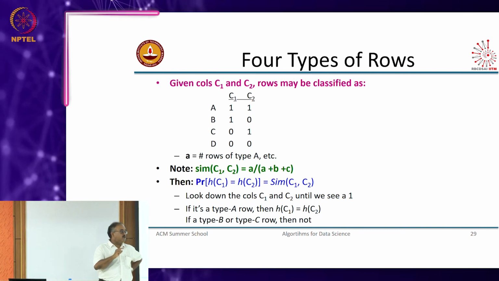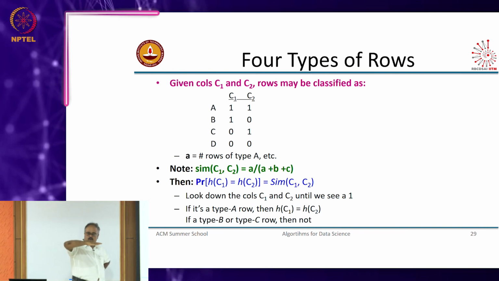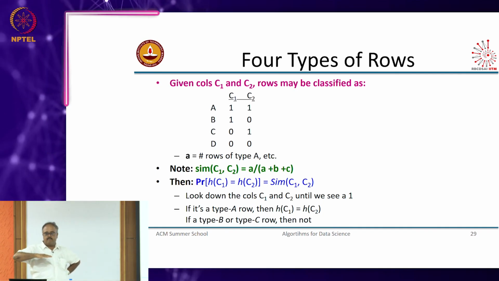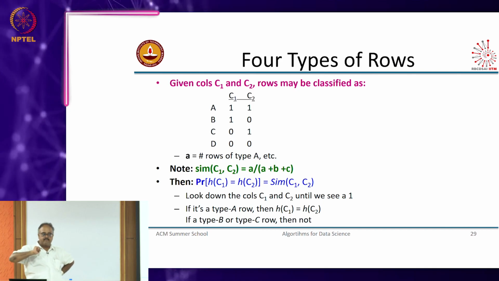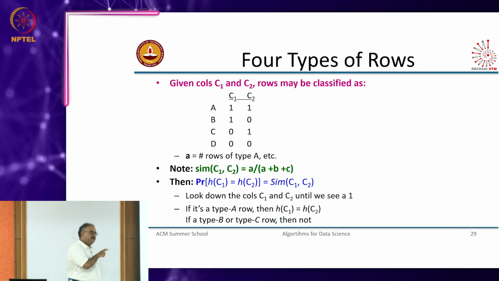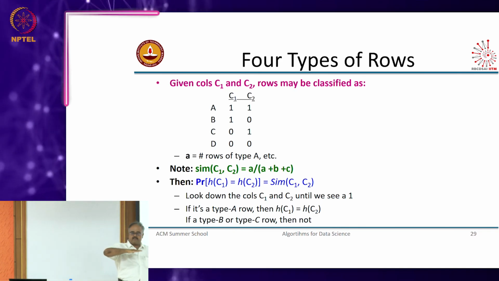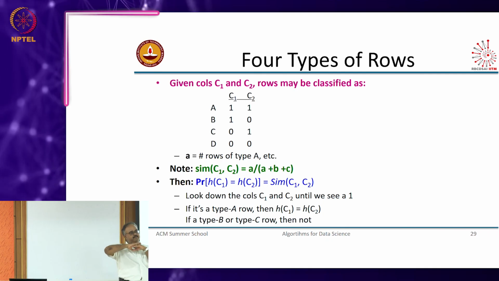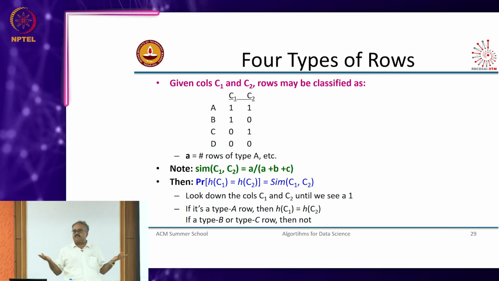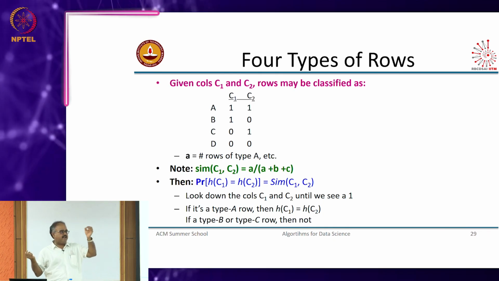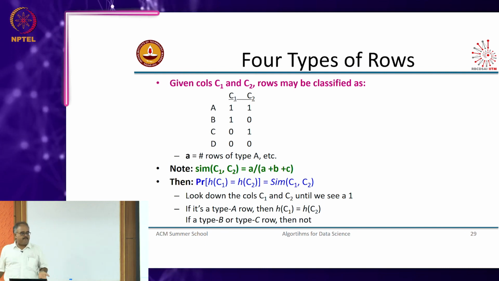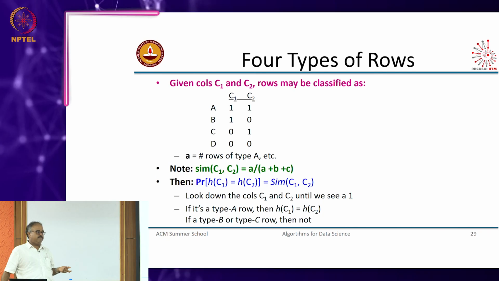So if the first row where you encounter a 1 in either of the columns happens to be a type A row, what does it mean? Both will have the same min hash, correct? Then both of them will have the same min hash. So the event that they have the same min hash essentially corresponds to you encountering a type A row first, before you encounter B or C.